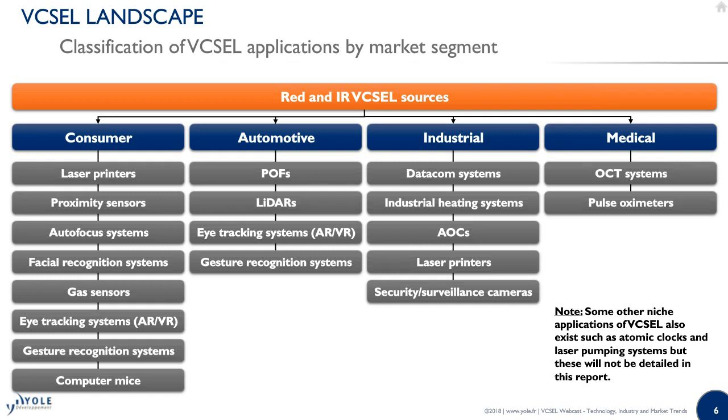The second market segment is the automotive one, with use in eye tracking systems and gesture recognition systems, but also products such as LiDARs. Then we have the industrial one. We have already discussed Datacom, but there are also products such as industrial heating systems that integrate VCSEL. Security and surveillance cameras are also a good example here. And then we have the last one, related to medical and healthcare, for which we have applications in optical coherence tomography and pulse oximeters.